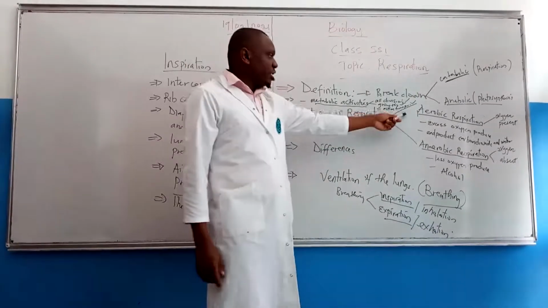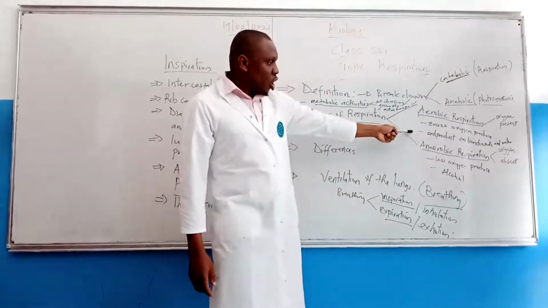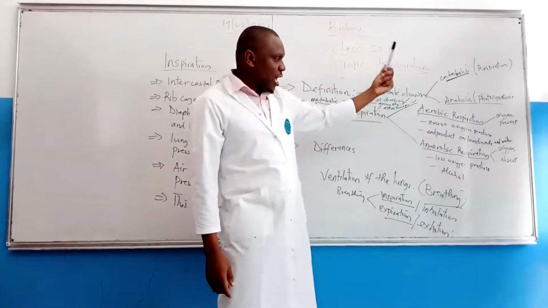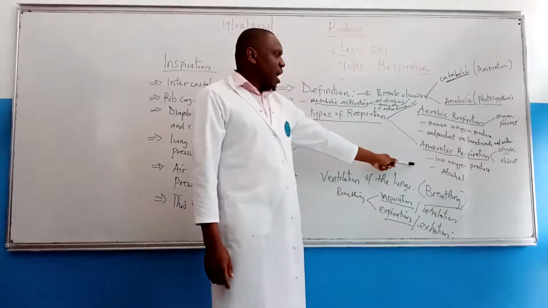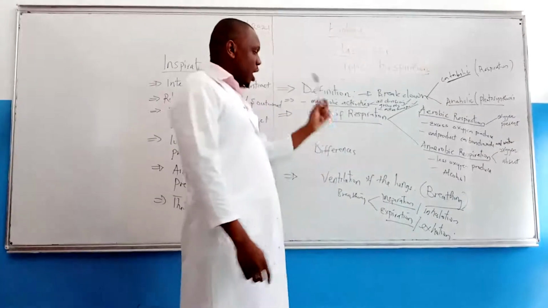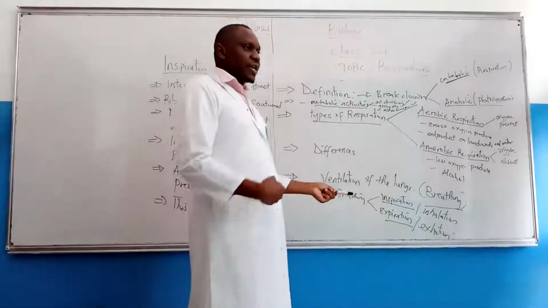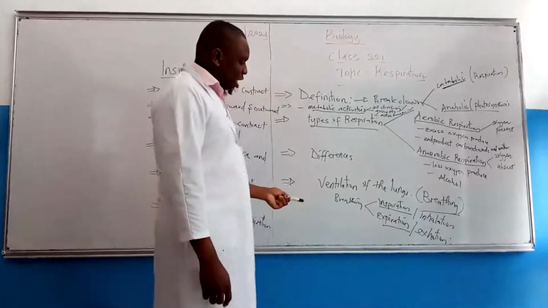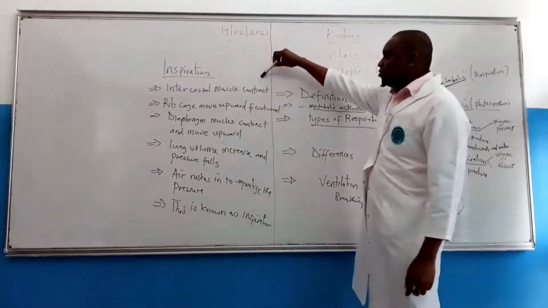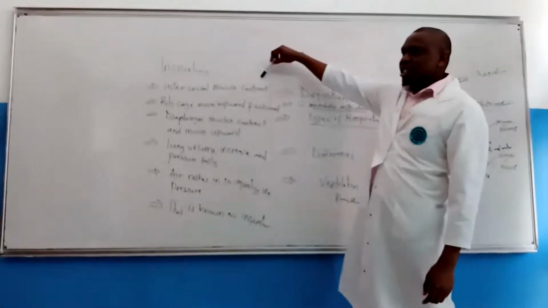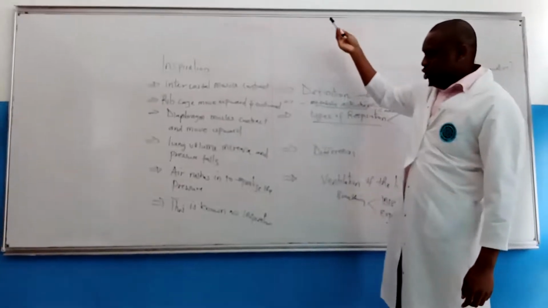Now, I went to the differences between aerobic and anaerobic respiration. Aerobic respiration produces more energy. The end product of aerobic respiration is carbon dioxide and water, while anaerobic respiration produces less energy and the end product is alcohol. Then I went to ventilation of lungs. I said breathing is the act of taking in air and sending out carbon dioxide, and breathing involves inspiration and expiration. And I was talking on the mechanisms involved during inspiration. The mechanisms involved during inspiration are directly opposite of the mechanisms involved during expiration.